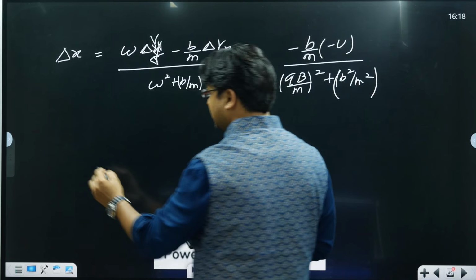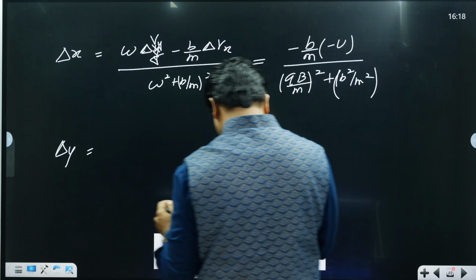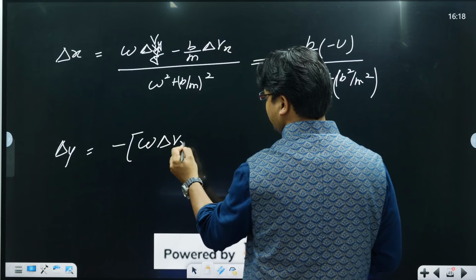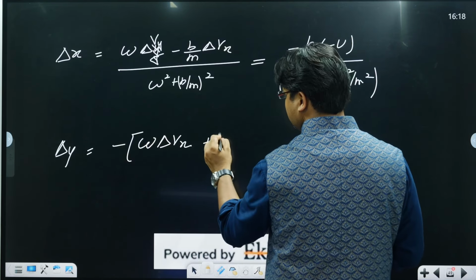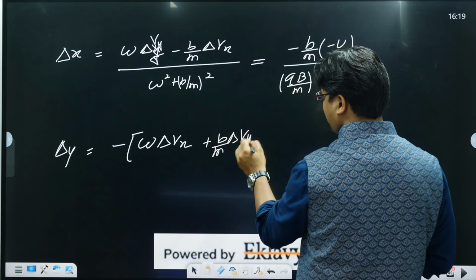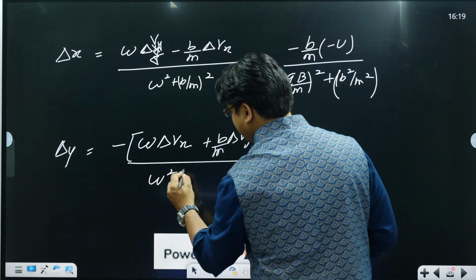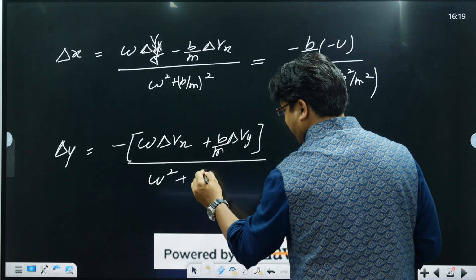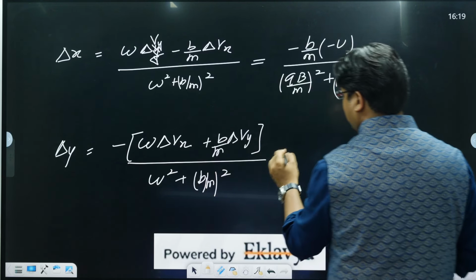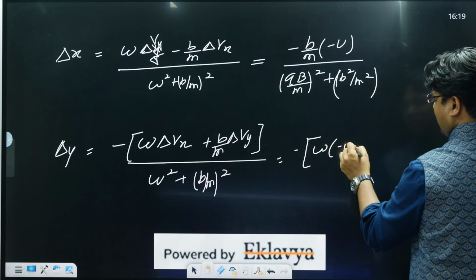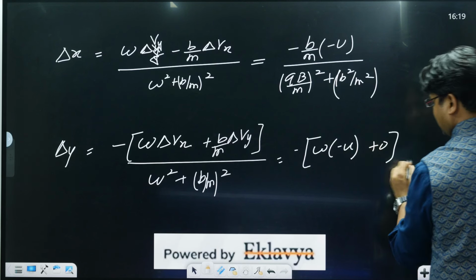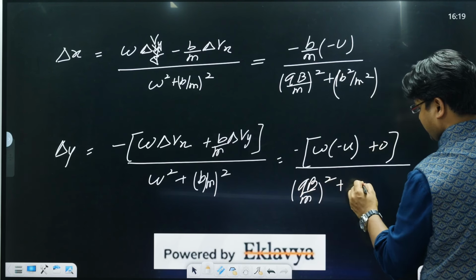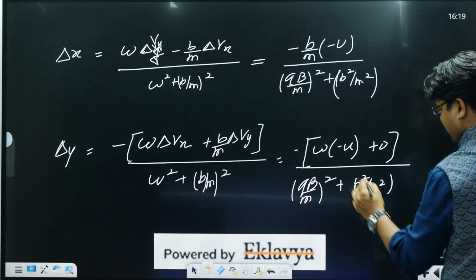Now what is delta y? The expression that we derived for delta y was minus omega delta vx plus b by m delta vy, divided by omega square plus b by m square. So minus omega into minus u plus 0, divided by qb by m square plus b square by m square is what we are getting.